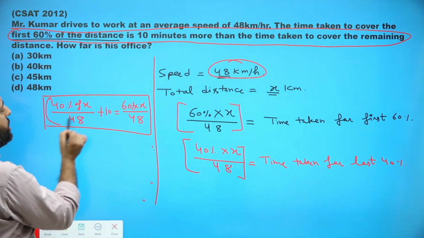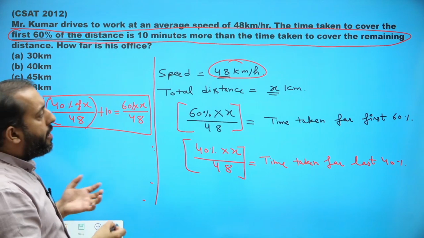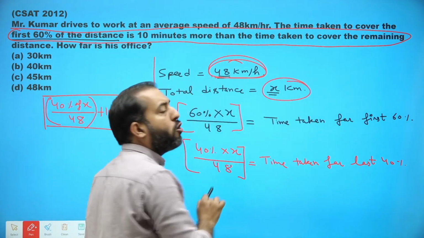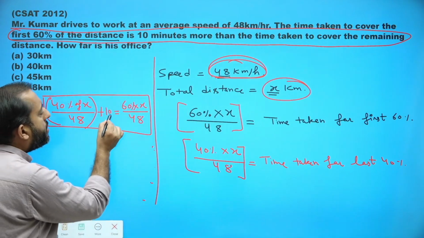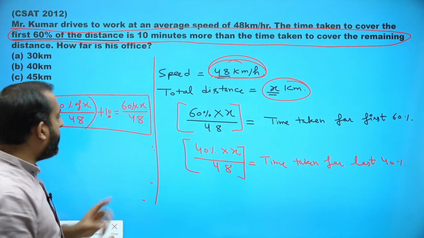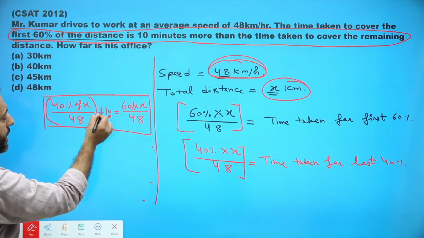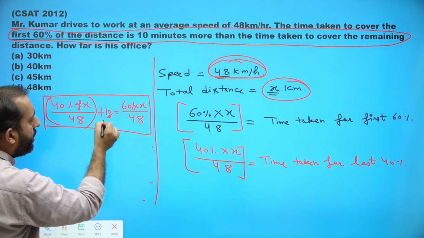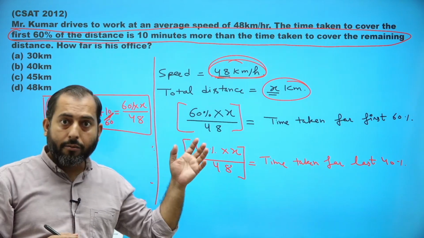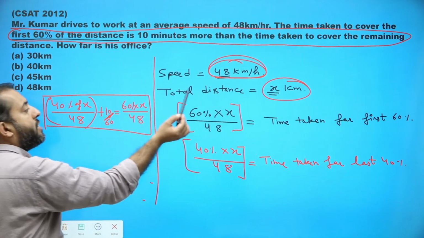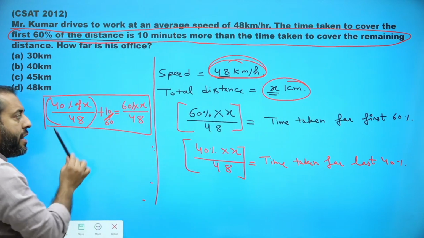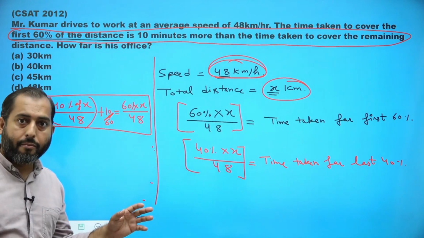See, these values are in kilometer per hour. Speed is in kilometer per hour and this x is in kilometer. But this 10 was minutes. So rather than writing it like this, 10 should be written 10 by 60 here. Convert this 10 minutes into hours. Why? Because your distance was in kilometer and your speed was in kilometer per hour. So convert this 10 into hours first.